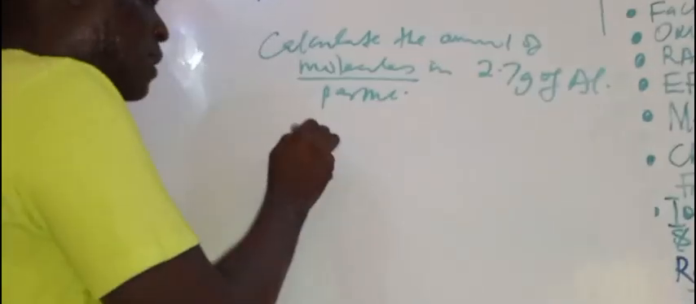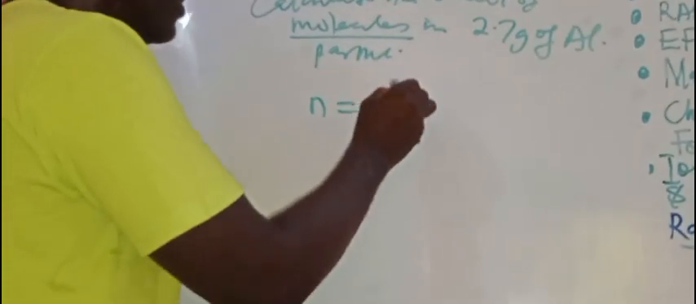For example, now let's say I ask you to calculate the amount of molecules in 2.7 gram of aluminium. Amount of molecules in 2.7 gram of aluminium, for example. Now, if you look at this, the amount of molecules is a particle. So it means we need this formula, n equals number of particles over Avogadro number.